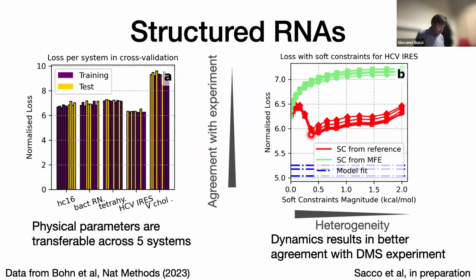We see a non-monotonic behavior here. So at the beginning, informing the model with the known structure, with the correct structure, makes it better. But at the end, it makes it worse. So that means that a single structure, even if it's the correct one, is not as good as an ensemble to explain experiment. And in fact, we can push this more and explore the space of all the possible ensembles.